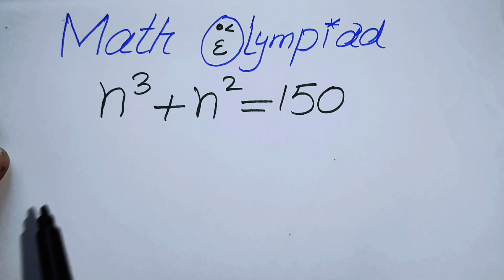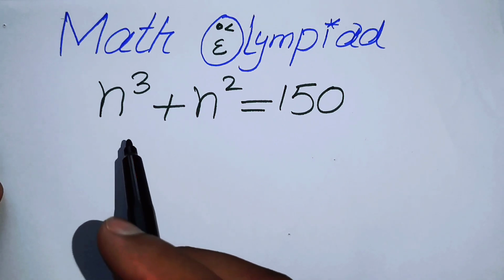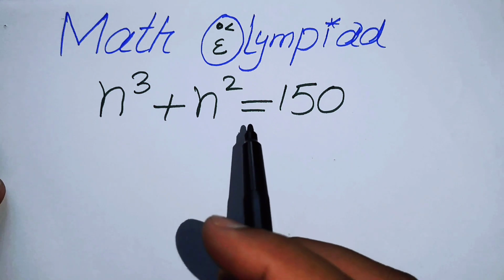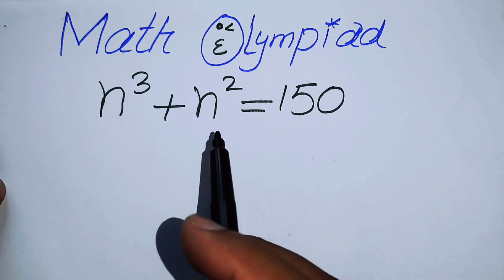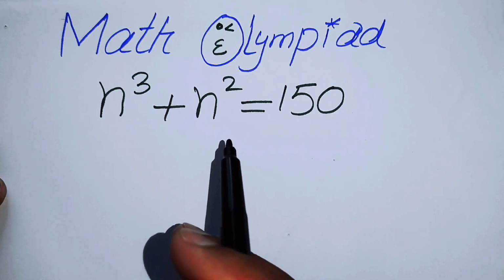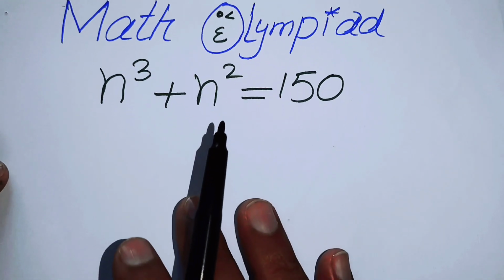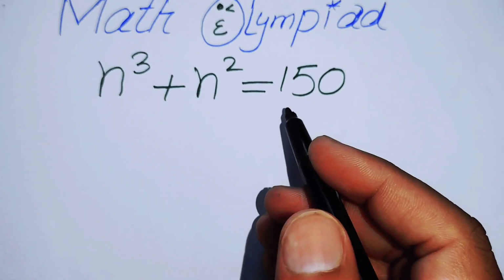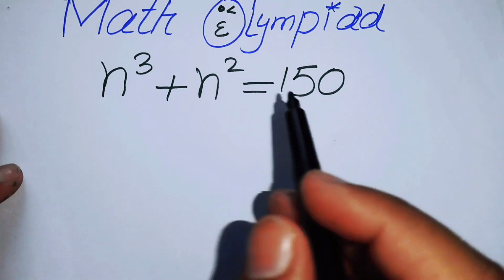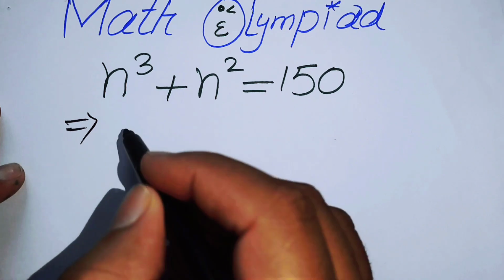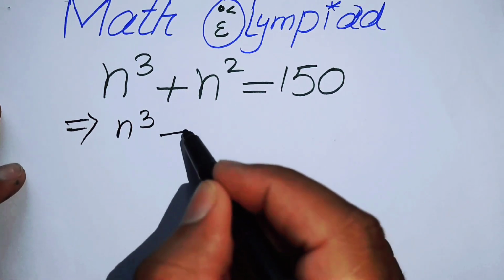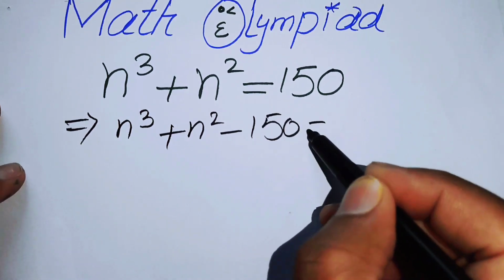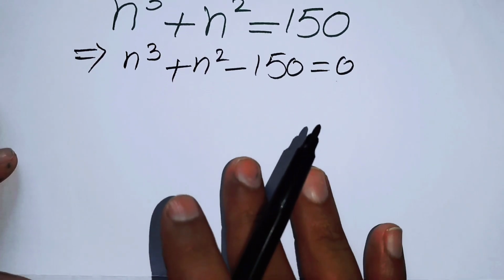In this video we are going to solve this nice algebra problem, and here we have n cubed plus n squared is equal to 150, and we will solve this problem for the real values of n. So the very first thing we are going to do is move this 150 to the left hand side so that it becomes n cubed plus n squared minus 150 is equal to 0.